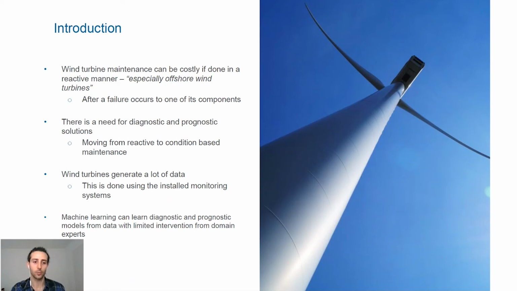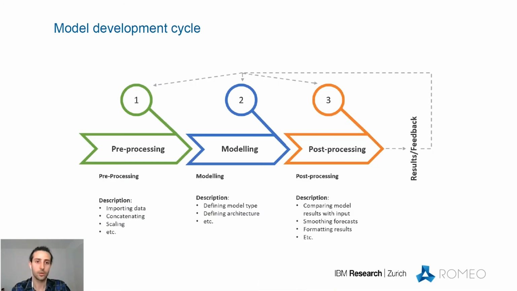And to do that, we can use machine learning, which is very good at learning these diagnostic and prognostic models from data. That would be a very good application with wind turbines, because wind turbines generate a lot of data. And this is because of all the monitoring systems that are installed on the wind turbines. So I will go into the model development cycle.